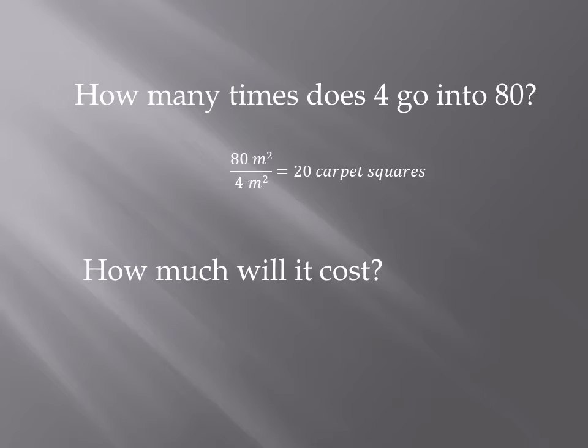And we need to find out how much that will cost. So 20 carpet squares times $12 per carpet square equals 20 times 12, which is $240.